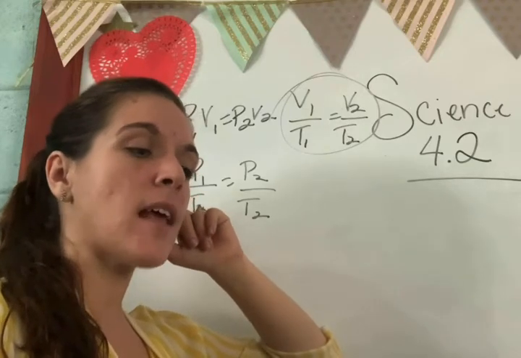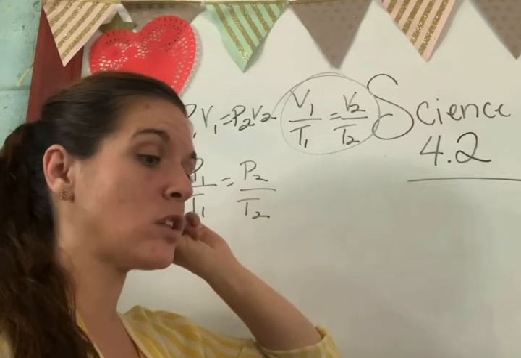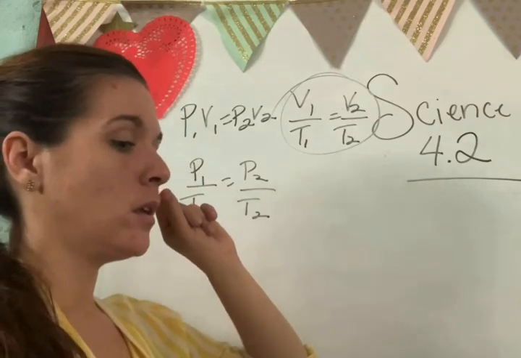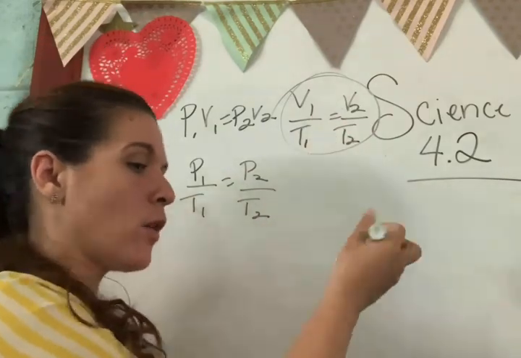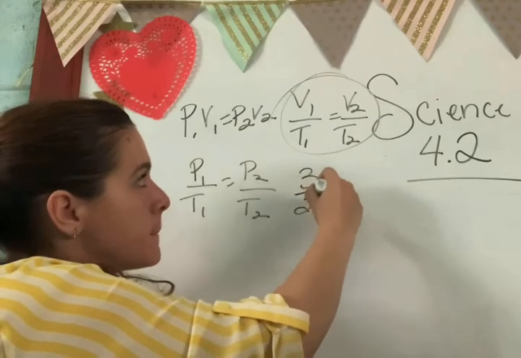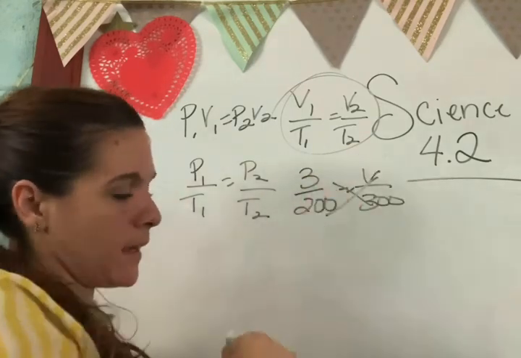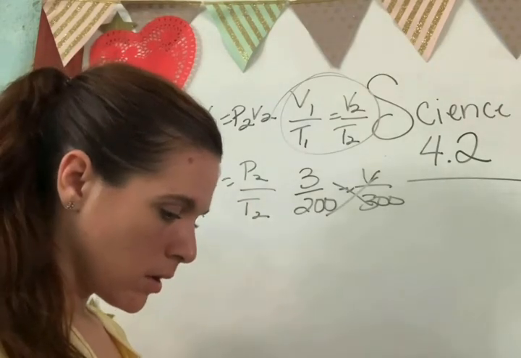If the temperature of a 3 liter of nitrogen gas is raised from 200 to 300, what is the new volume? That one we could do right here. Look, 3 over 200 equals volume over 300. Crisscross and multiply. 4.5.